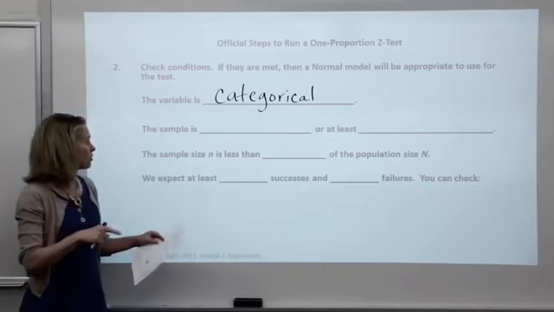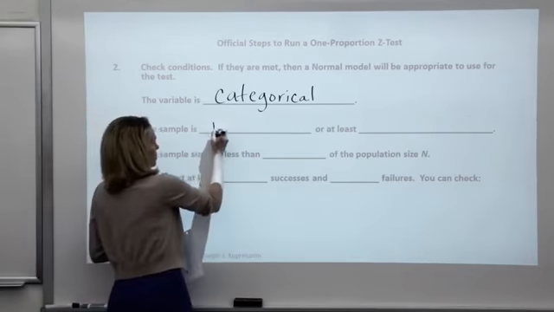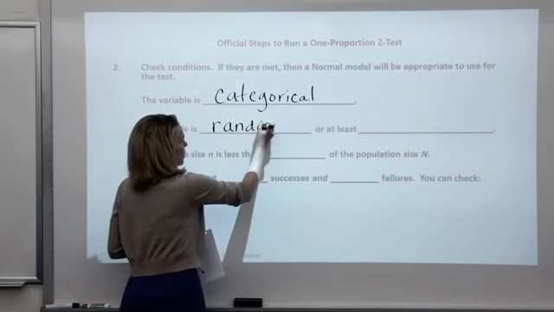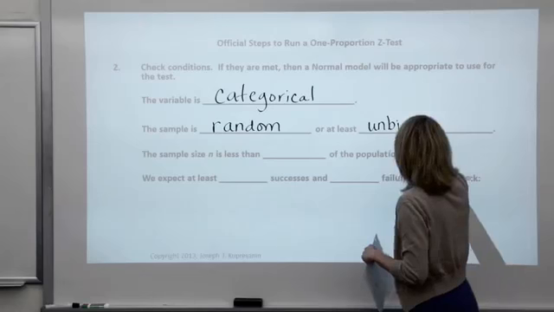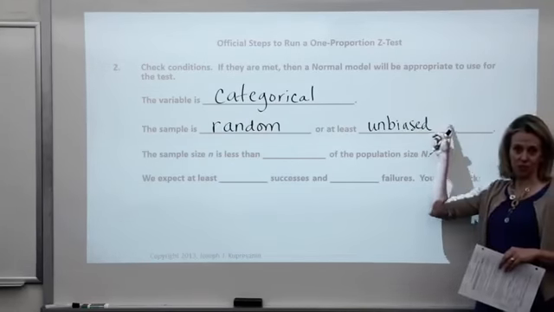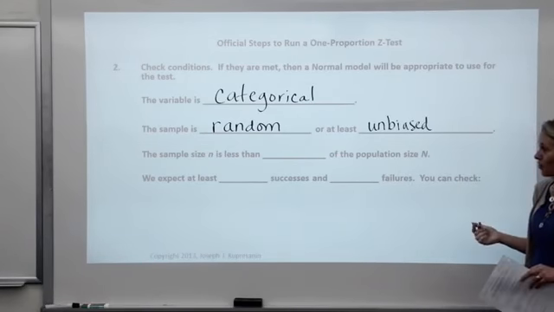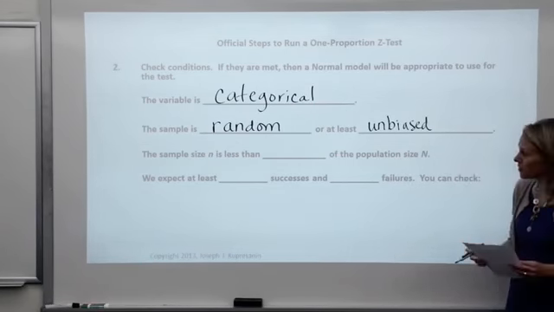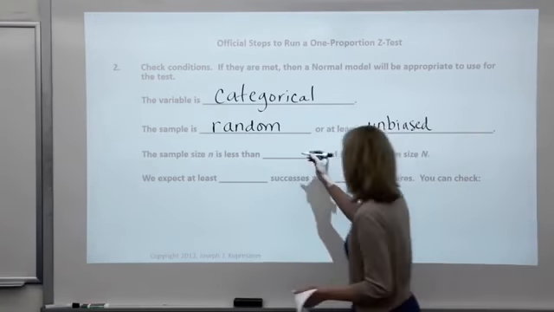When we're looking at proportions, we have to have a variable that's categorical. You know, you either smoke or you don't. Our sample should be one that's a random sample. If it's not a random sample, it should at least be unbiased. If this assumption's not met, then pretty much everything else you do doesn't make any sense at all. So that's a very important one. Your sample size needs to be less than 10% of the population size.